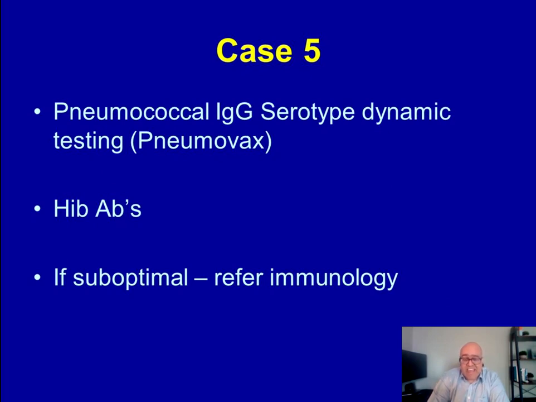And if we have an inadequate response despite Pneumovax, in other words, the IgG serotype levels are not improving after the Pneumovax, then the patient should be referred to our immunology colleagues. Similarly, we can check for Haemophilus influenzae B antibodies, and if they're low, then again, immunology referral would be warranted.